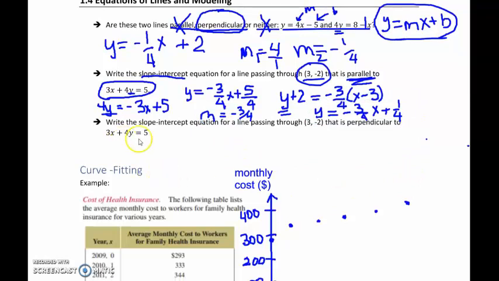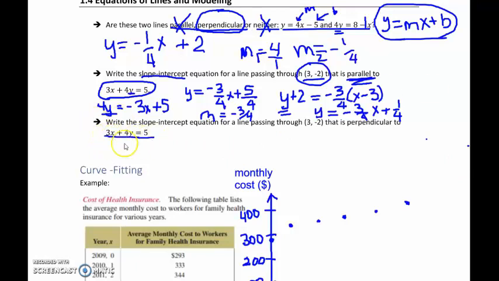Okay, the last problem. Write the slope-intercept equation for a line that passes through (3, -2) and is perpendicular to 3x plus 4y equals 5. Notice that this is exactly the same question except for one word. What is that word? Perpendicular instead of parallel. So going back to our definitions at the bottom of the last page, perpendicular lines, the slopes are what? Opposite reciprocals.